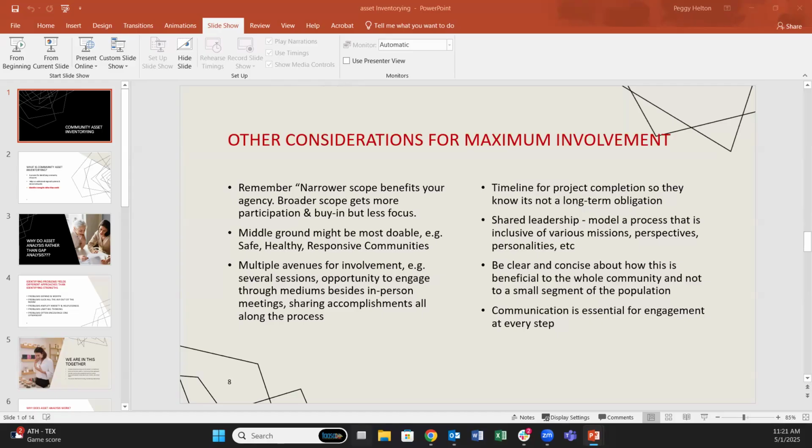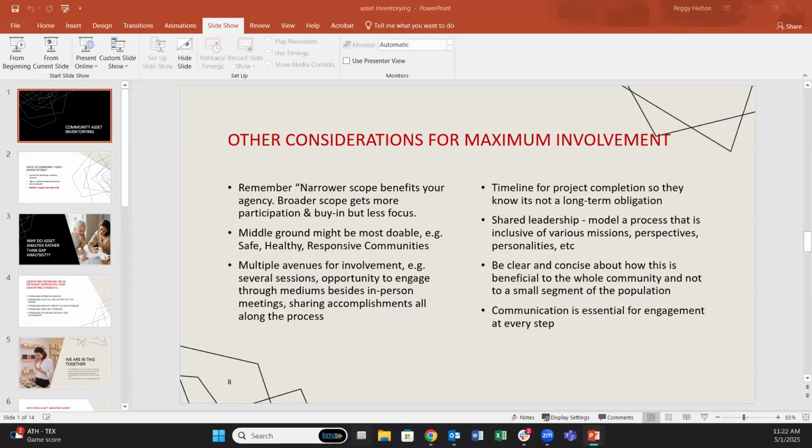So, some of the other considerations that you might want to take to get maximum involvement: remember that the narrower the scope, the more it benefits your agency, but a broader scope gets more participation and more buy-in, but less focus. So you're probably trying to find that happy medium, right? One of the things that's worked for a lot of folks is to find that middle ground.